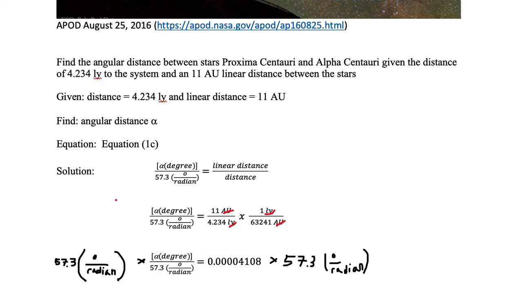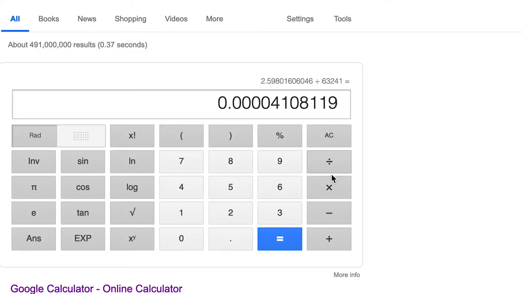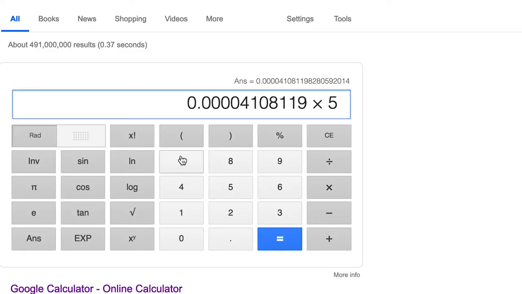So when we multiply both sides of the equation by 57.3 degrees per radian, we can cancel out the ones on the left side, and we'll be left with just alpha in terms of degree, which is equal to this number over here on the right. So let's go ahead and do that. So we have to multiply 57.3 by that very small number. So let's go back to our Google calculator. So now we're going to multiply by 57.3 and hit the equal sign.